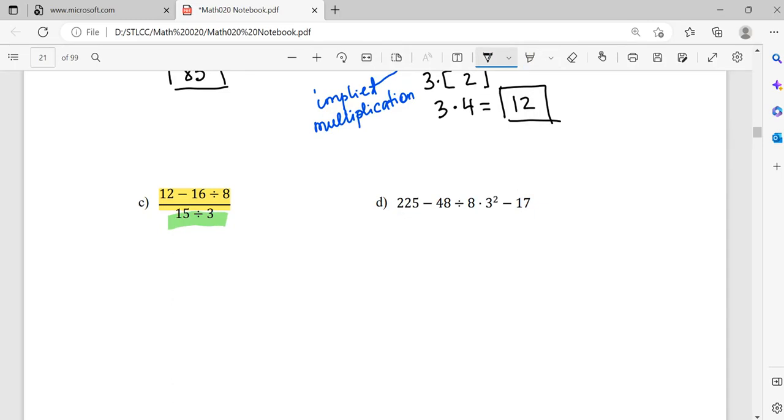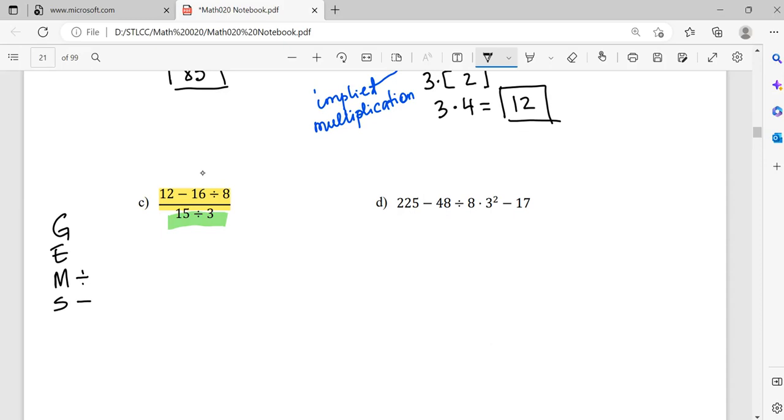So let's look at the top part of this fraction. What's happening in the numerator? In the numerator, I have subtraction right here, and I have division. All right. So in my handy dandy chart for my order of operations, I have grouping symbols, exponents, multiplication or division, subtraction or addition. So I have division and I have subtraction. Division gets done first.